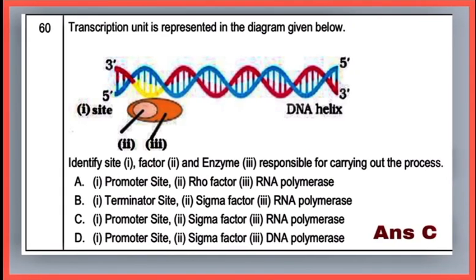Question number 60. The transcription unit is represented in the diagram given below. Identify site 1, factor 2 and enzyme 3 responsible for carrying out the process. Option C is the correct answer. Site 1 is the promoter site, 2 is the sigma factor and 3 is the RNA polymerase enzyme.